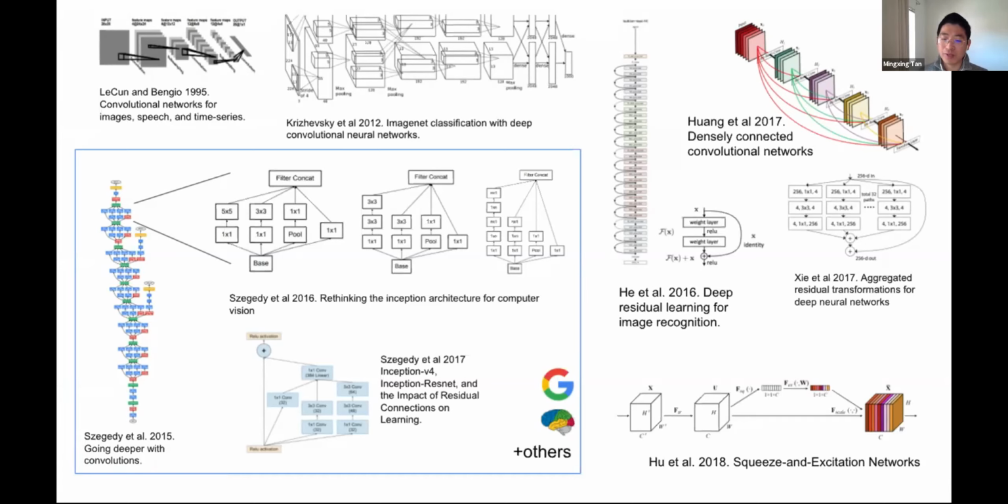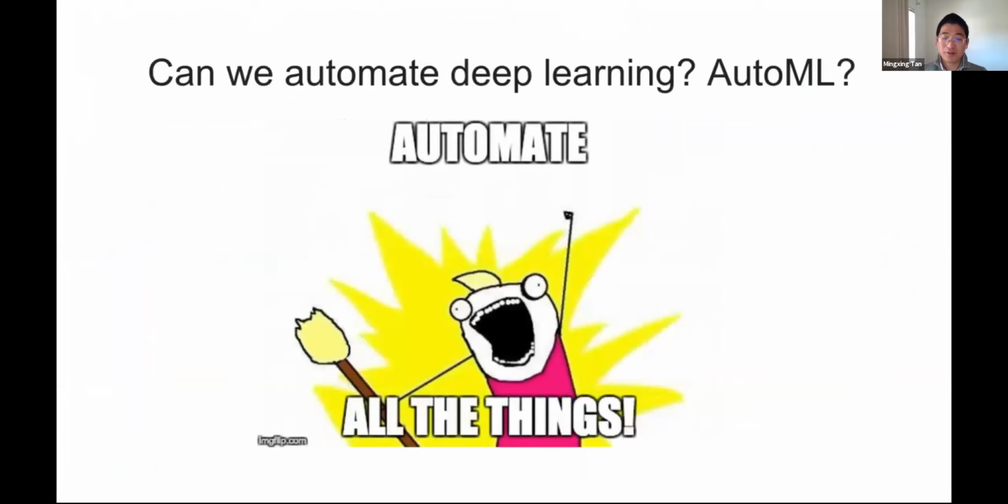And as humans, we have spent tons of time and effort to make these neural networks better. So the question is, what should be the next generation of neural networks? Can we automate this very expensive design process? So we call it AutoML, right? We want to automate all the things.